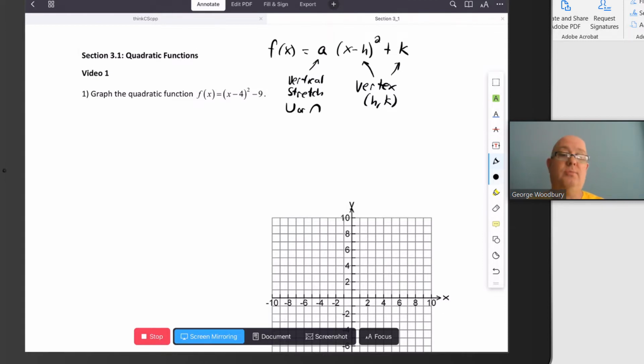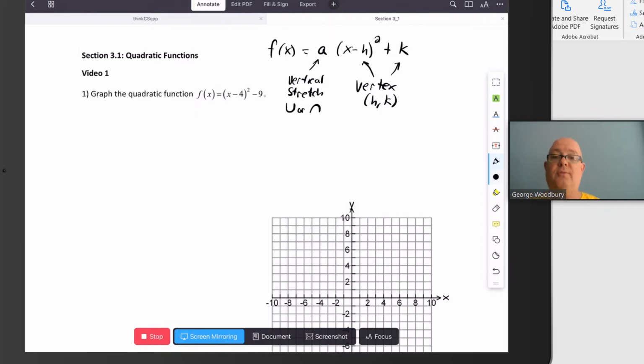The coefficient, the constant in front of the parentheses, a, will tell us whether there's going to be a vertical stretch or a shrink. But also it will let us know whether the parabola will open upward if a is positive or downward if a is negative. The vertex, h, k, we can read from the function itself, and then we'll worry about finding intercepts and graphing at that point.